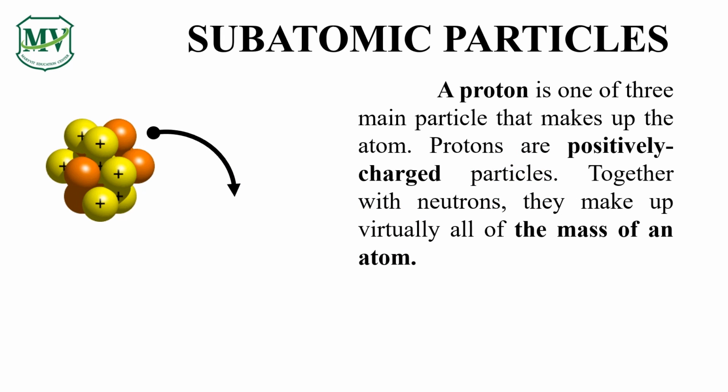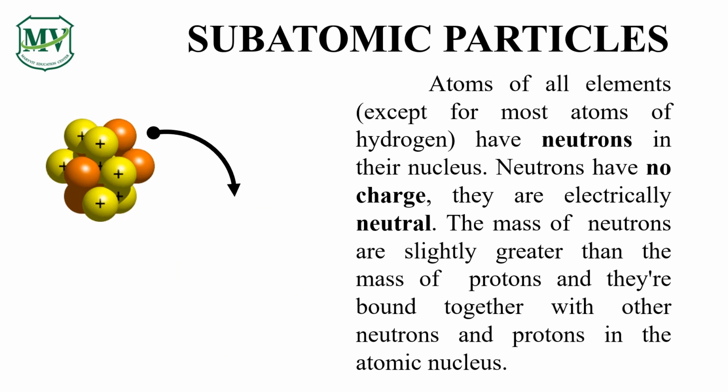Proton. What exactly is a proton? Right. A proton is one of the 3 main particles that make up the atom. Protons are positively charged and together with neutrons, they make up virtually all the mass of an atom. Atoms of all elements, well, except for most atoms of hydrogen, have neutrons in their nucleus. Neutrons have no charge. They are electrically neutral.